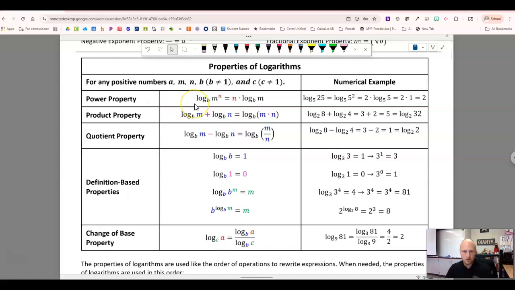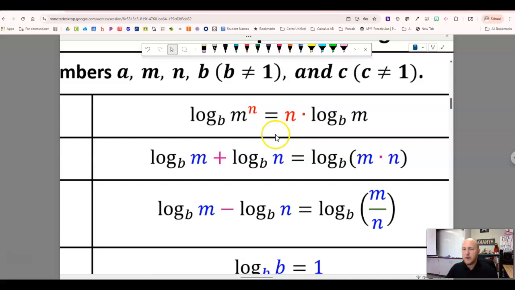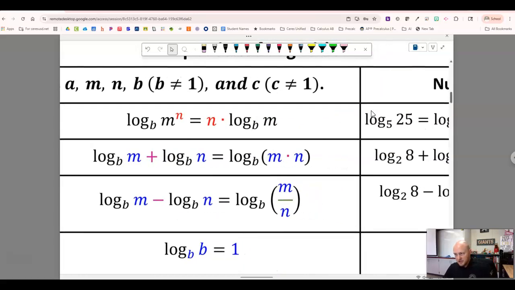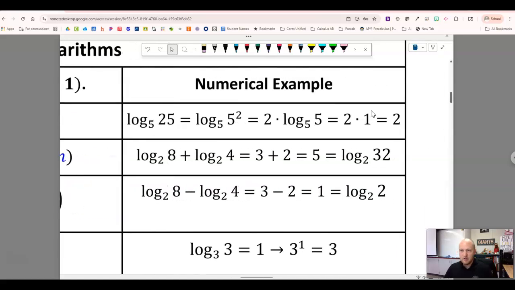The power property of a logarithm says that if I have a power in a logarithmic expression, I can move it out front as a coefficient. And this also works in reverse. If I want to condense this, I can move this coefficient up into the numerator of my argument. That's the power property.